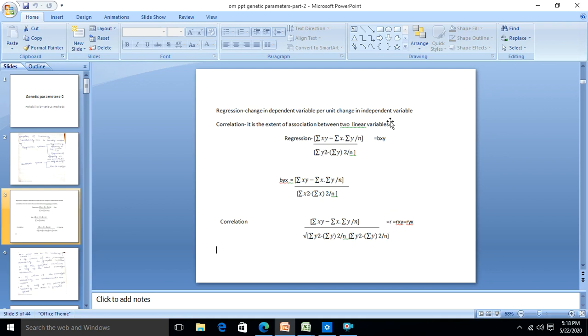As you can see, the formulas for the two regression coefficients are given. bxy: here you see x will be the dependent variable and y will be the independent variable.